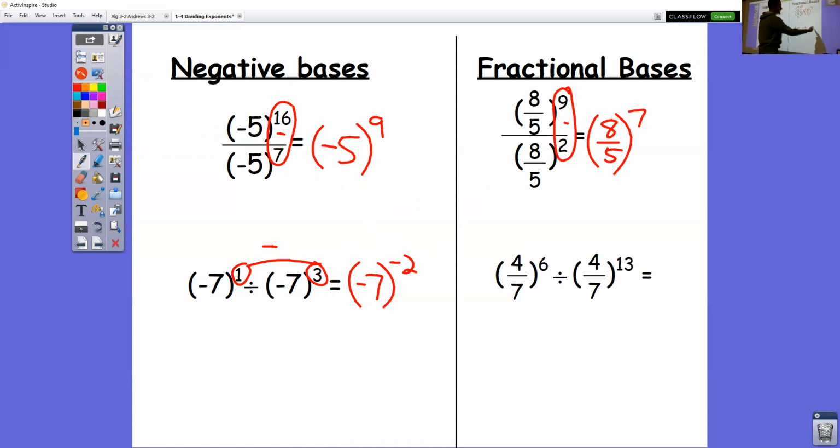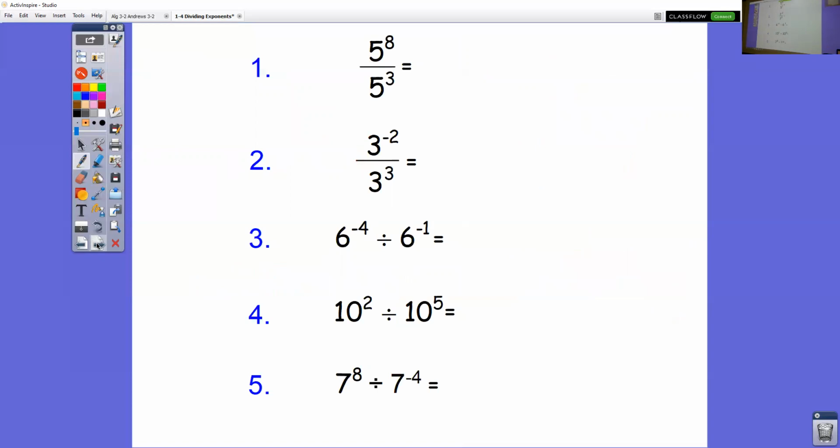This one goes side to side. Again, we're going to keep that fraction the same, that 4/7 the same inside parentheses. We're going to subtract the exponents. 6 minus 13 is negative 7. If you could try these questions on your own, pause the video, try these questions on your own.